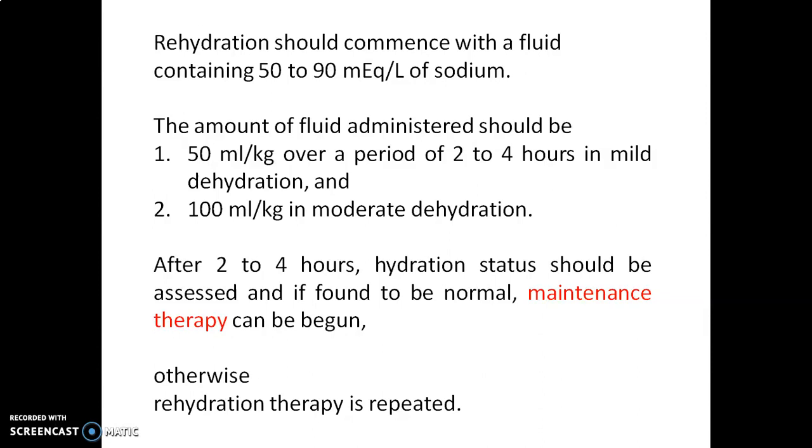Rehydration should be commenced with a fluid which contains 50 to 90 milliequivalents per liter of sodium. The amount of fluid administered should be 50 ml per kg over a period of 2 to 4 hours in mild dehydration, whereas in moderate dehydration 100 ml per kg should be administered. After 2 to 4 hours, hydration status should be assessed, and if it is found to be normal, maintenance therapy can be begun. I'll talk about maintenance therapy in the next slide. Otherwise, we should repeat the rehydration therapy.